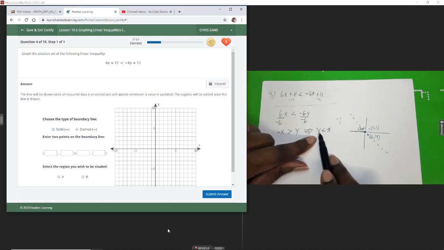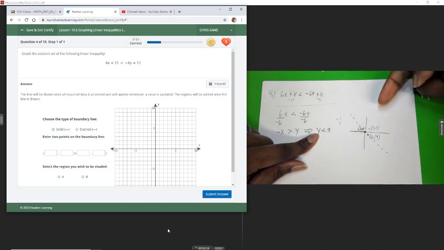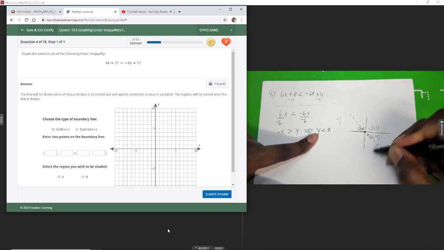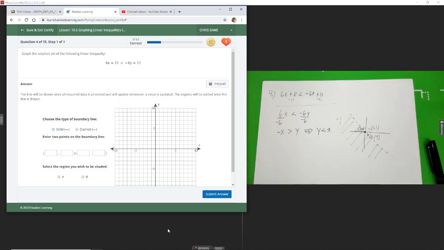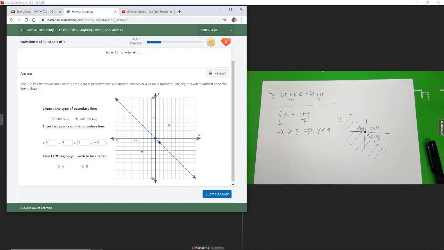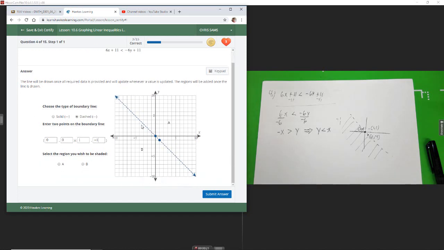Our equation is y is less than, which indicates going down. So we will be shading this half over here. So this will be a dashed line. We're going to use the ordered pair 0, 0 and 1, negative 1. And we will be shading less than, below the line, which is B.